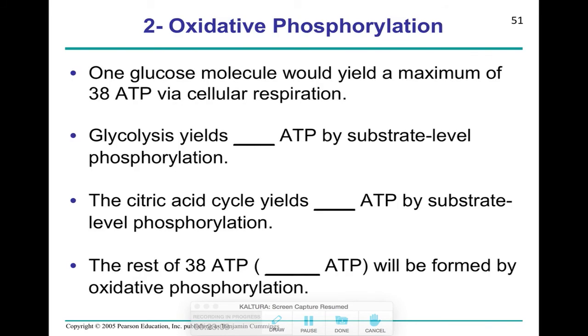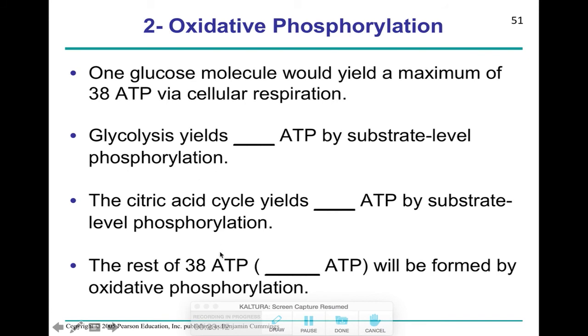What is oxidative phosphorylation? Oxidative phosphorylation is the last stage of cellular respiration, wherein the ATPs are formed by adding inorganic phosphate, not the phosphate that is attached to an organic molecule, but inorganic phosphate that is not attached to any organic molecule. That inorganic phosphate will be added to the ADP molecule, and that is how ATP is formed. So try to finish this chart.